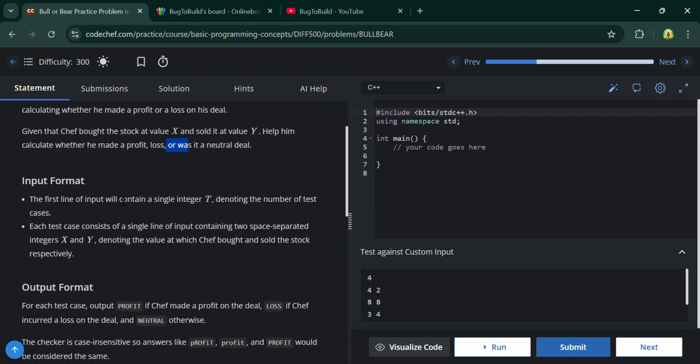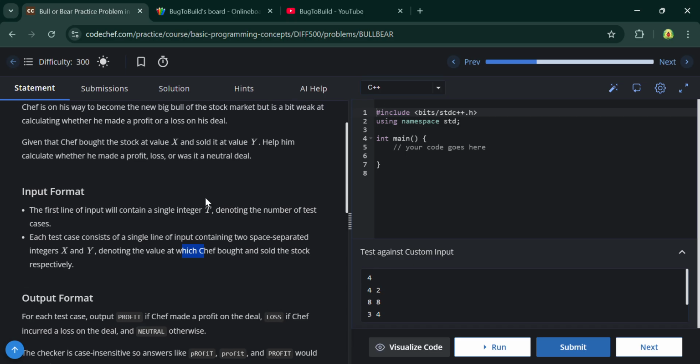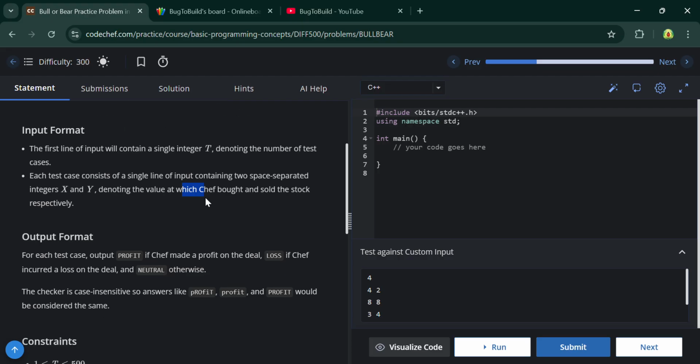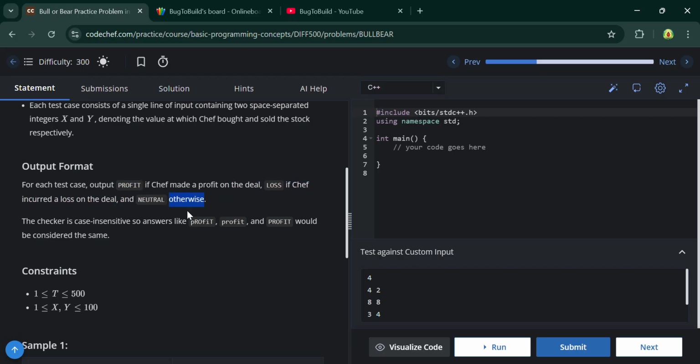The first line of input contains T, which is the number of test cases, and each test case consists of space separated X and Y. X denotes the stock value that he has bought, and Y is the value that he has sold. So you just have to find whether he made a profit, a loss, or it was neutral.